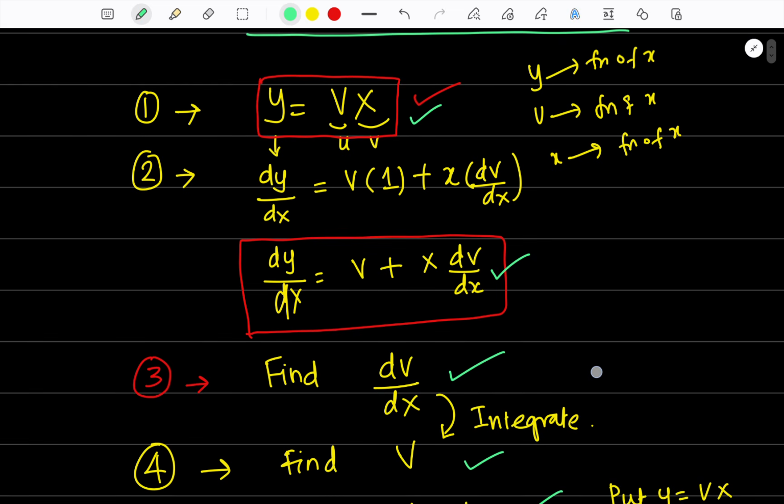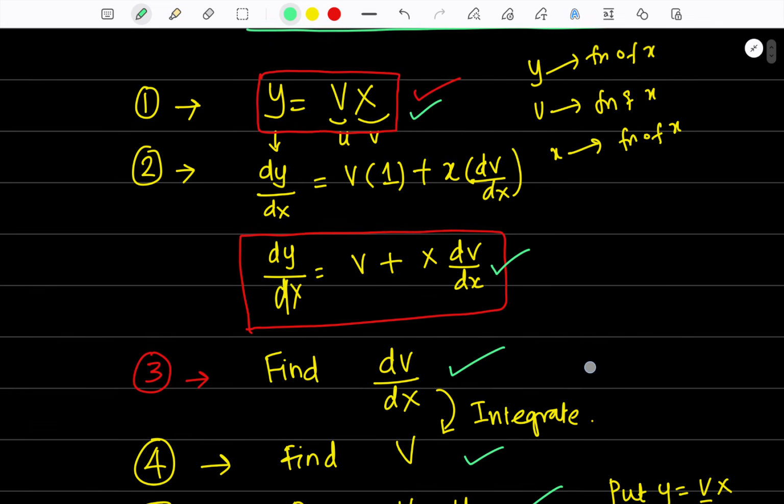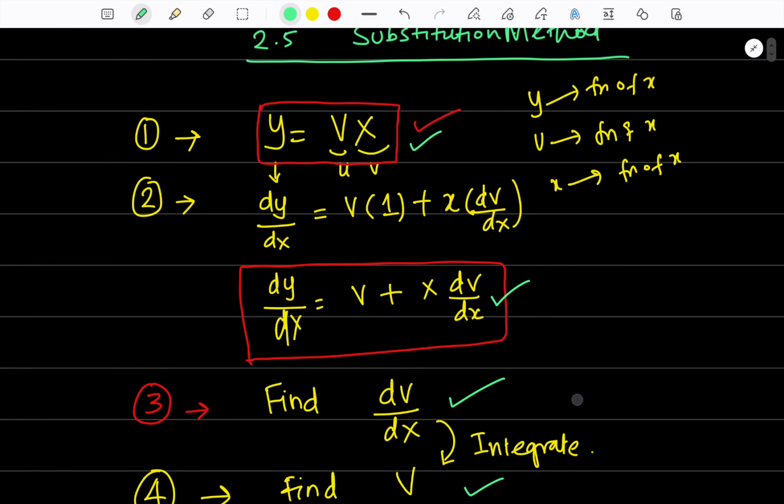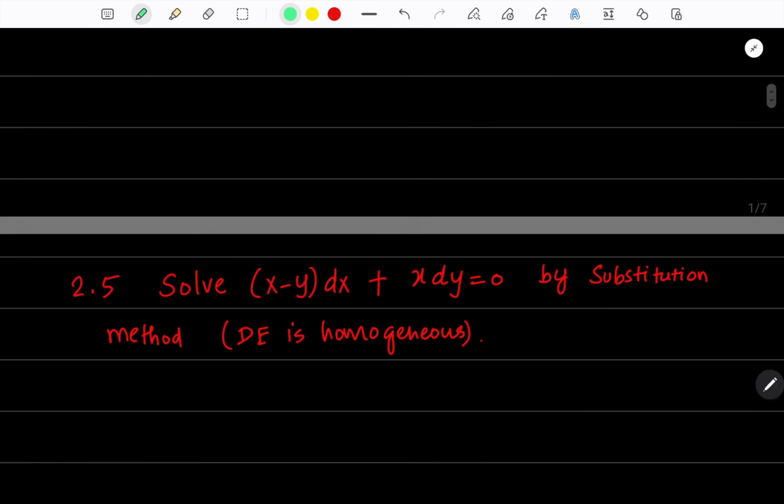Because some of the differential equations we cannot apply the variable separable method. If I apply this substitution, which is y is equal to vx, then the differential equation is easy to go for the variable separable method. Of course, finally we are going for the variable separable method only, but not in the initial stage. In the initial stage, we are going to use this substitution, and later you are going to use the variable separable method. Okay, right. So let's go to the first question.